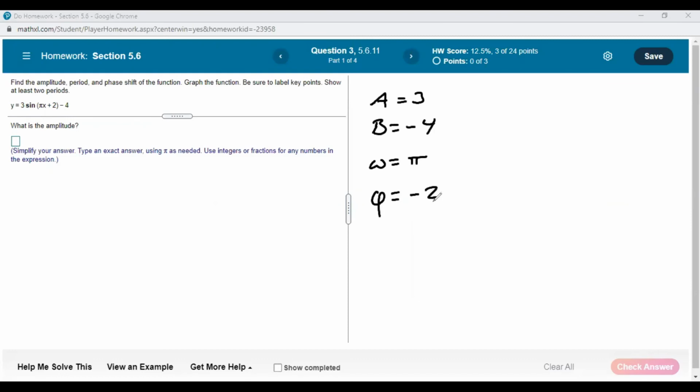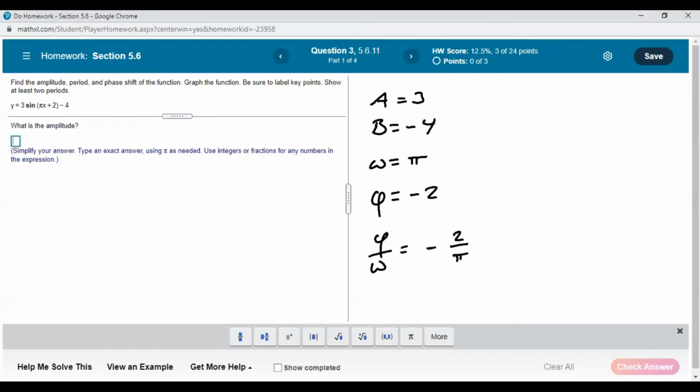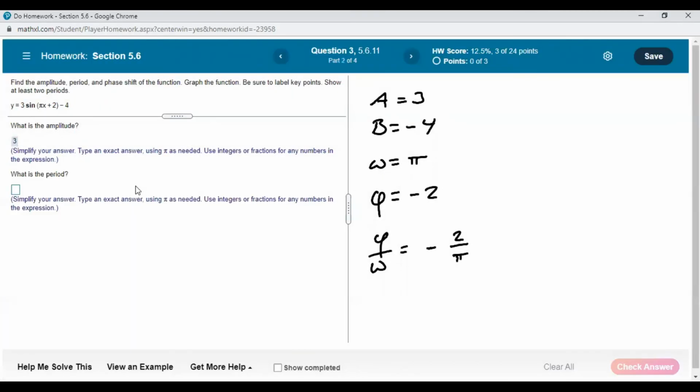And so that's going to be actually -2, which means that phi over omega, the phase shift, will be -2 over pi. So that's a little bit awkward. It's an awkward number, 2 over pi. Pi over 2, we see that kind of thing all the time. 2 over pi, much less common. All right, 3. So 3, the period. Oh, we didn't calculate the period yet. The period was 2 pi over omega, which is 2 pi over pi, which is equal to just 2.